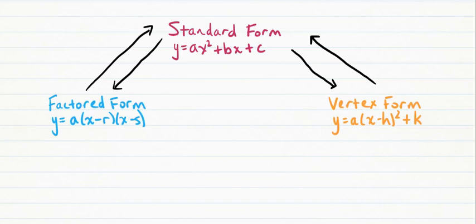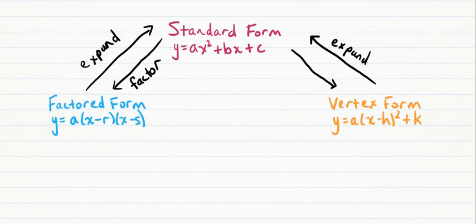So we know that for quadratic relations, we have three different formats that we can write the equation: factored form, standard form, and vertex form. And there are different algebraic processes that we use to change between different forms. So, for example, to go from factored form to standard form, we expand. To go from standard form to factored form, that's the process of factoring. To go from vertex form to standard form is also just the process of expanding.